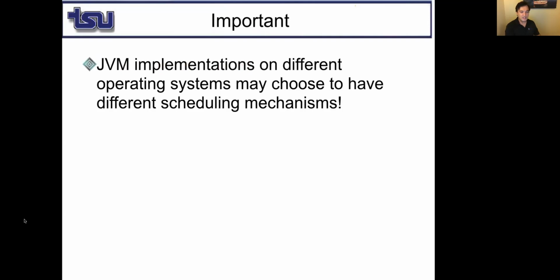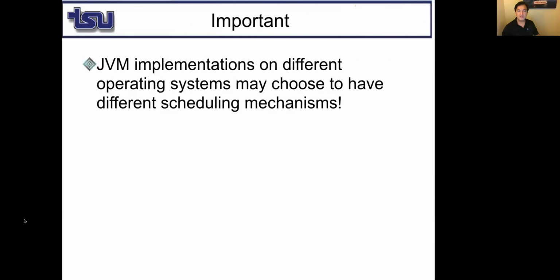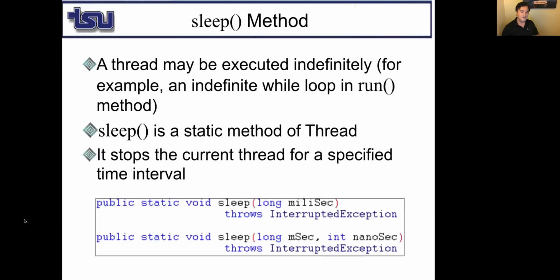JVM implementations, Java virtual machine implementations on different operating systems, may choose to have different scheduling mechanisms. Therefore, don't trust too much, okay? Be very careful. And you're gonna see there are a lot of examples that may generate unpredictable results. However, there are certain methods of the thread class that will execute the same way. And that's what we're gonna focus on now.